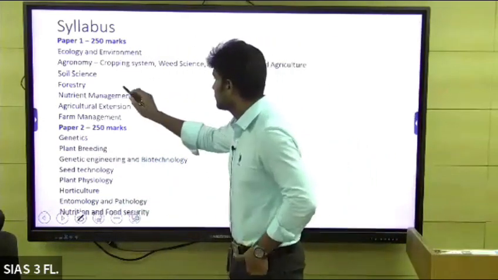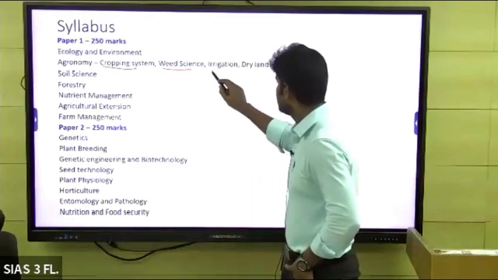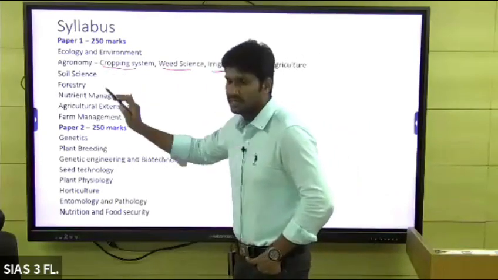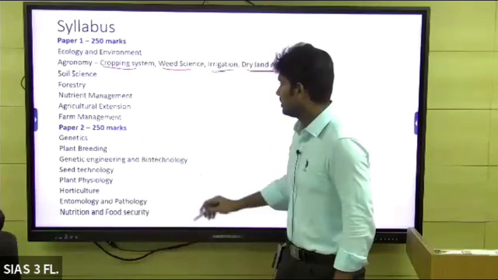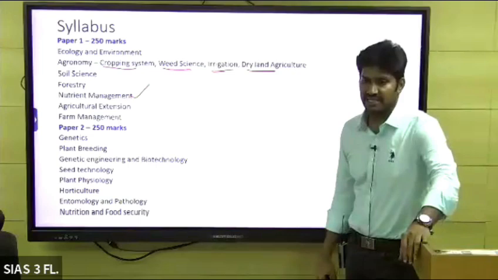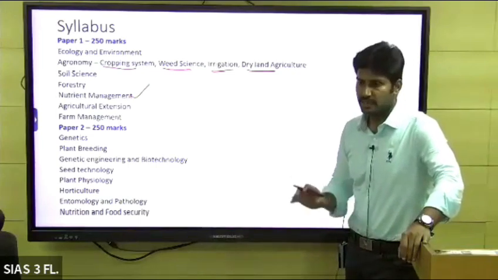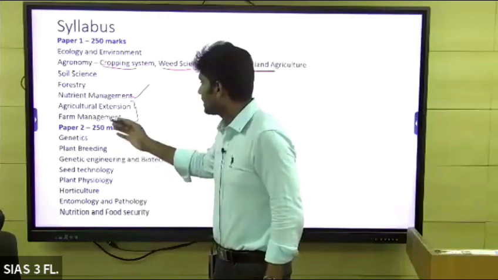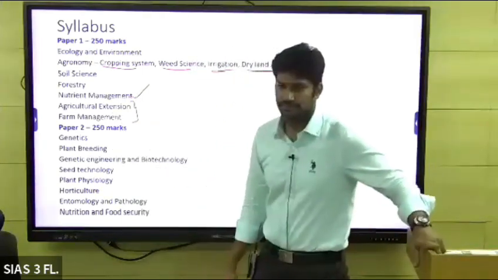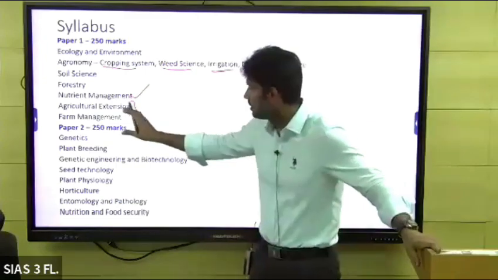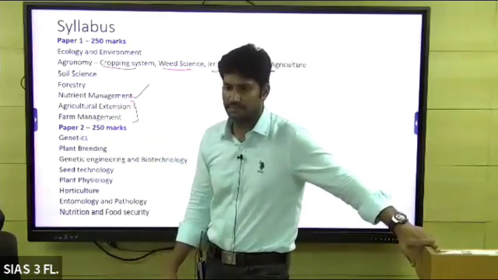So here the entire topics: the cropping system, weed science, irrigation, dryland agriculture. All these topics are related to the agronomy area, the major part. Then nutrient management. These are the basic crop production practices. That's a major part of the paper 1 syllabus, along with the agriculture economy area and the extension part. In section B, most of the questions will be from the extension and farm management area.